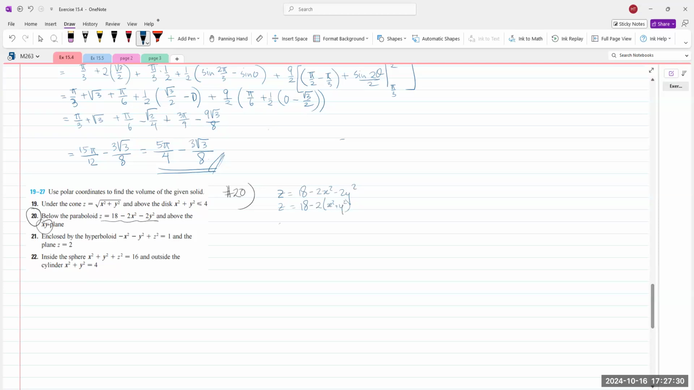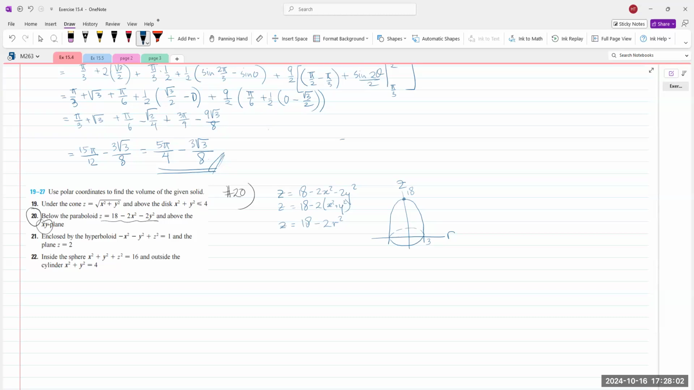If I change it into cylindrical coordinates, that's 18 minus 2r squared. If this is r, this is z, the vertex is 18. The radius is 3 then, the r is 3. This is 3. And then we revolve that with respect to the z-axis. So that's what the graph looks like.